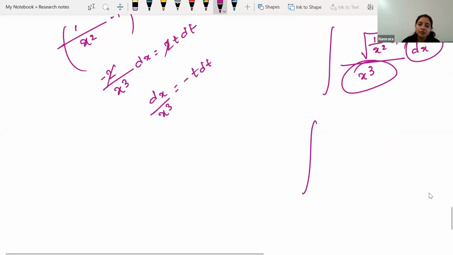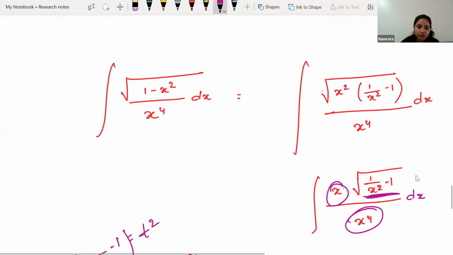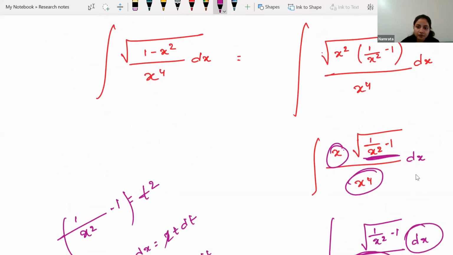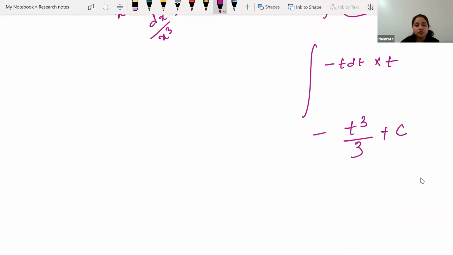We will have negative t dt, and this square root term we have assumed as under root t square, so from there one more t will come out. And that's it, we have nothing else. So we can just do the integration. That is t square dt will be t cube by 3 plus c. Is it clear so far? Are we missing anything? Let me check. No. So we got minus t cube by 3 plus c.